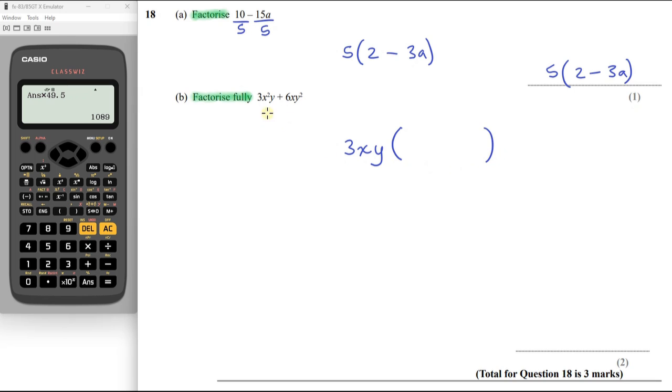Then in our brackets, we divide both terms by 3xy. 3 divided by 3 is 1, x squared divided by x is x, and y divided by y is 1. For the second term, 6 divided by 3 is 2, x divided by x is 1, and y squared divided by y is y. So here's our answer: 3xy and then in brackets, x plus 2y.